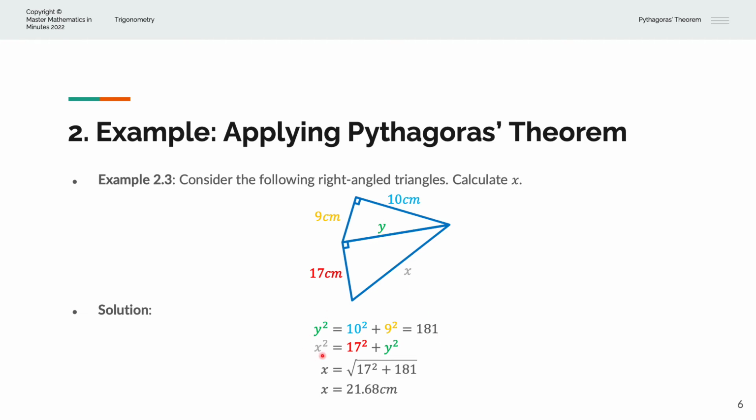So x squared, which is the hypotenuse of the second triangle, is given by 17, which is this side squared, plus y squared, which is this side squared. We know y squared from above is 181. So x is equal to the square root of 17 squared plus 181 by substitution. And so x is equal to 21.68 centimeters.